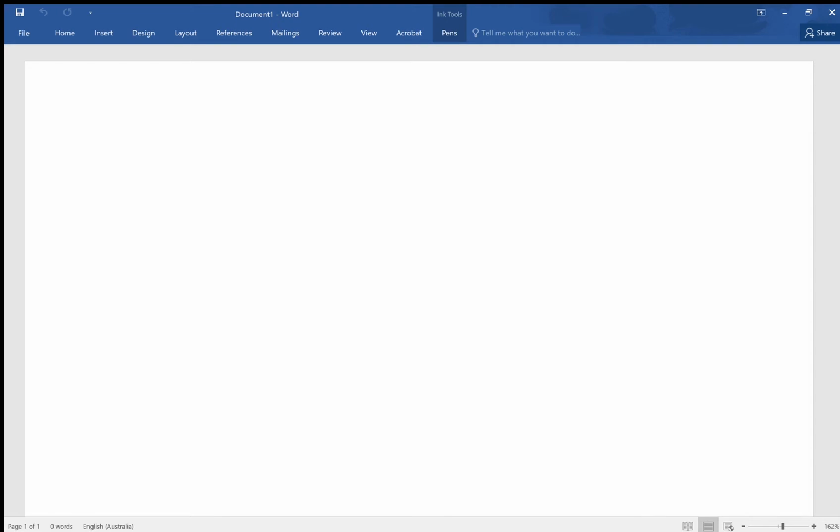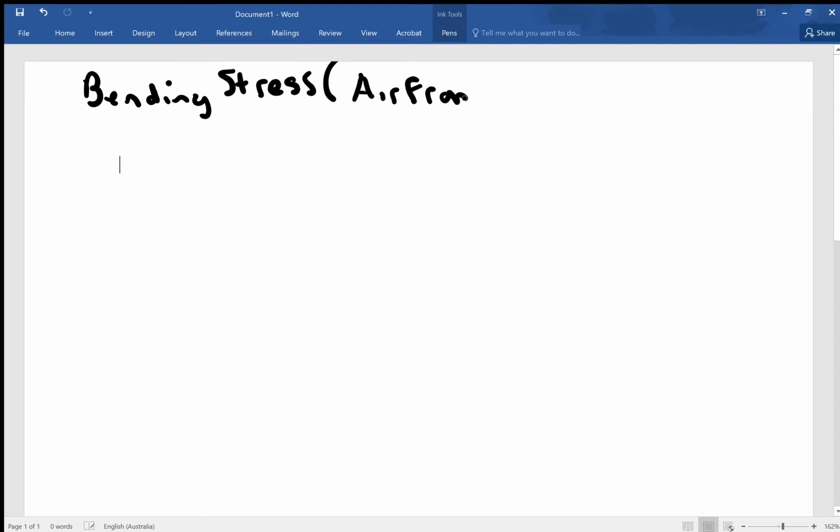Okay, folks, this is going to be a very quick, or hopefully very quick, explanation of bending stress on an airframe. Now, this is the example that's on page 174, Copeland text.